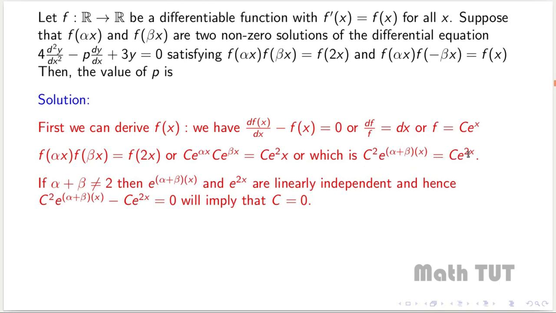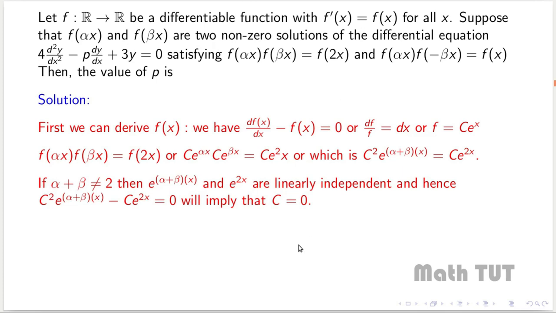Then if you just take this to the left hand side, what you get is c square e power alpha plus beta x minus c e power 2x equal to 0, and since they are linearly independent, we can say that c equal to 0. But if c equal to 0, f is 0, and we need f of alpha x and f of beta x to be two non-zero solutions, so c cannot be 0, right? So what we must have is that alpha plus beta has to be 2.